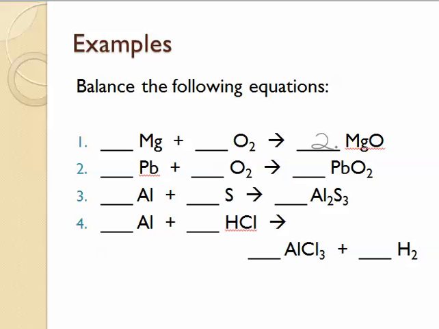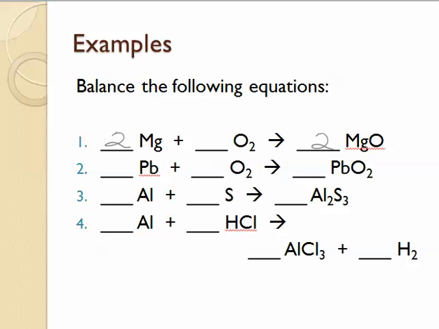But by placing that there, I've now messed up my magnesium, so I need to go back and fix those. So 1 atom of magnesium to 2 atoms of magnesium on the product side. To balance those out, we put a 2 in front of magnesium. Try the next one on your own.